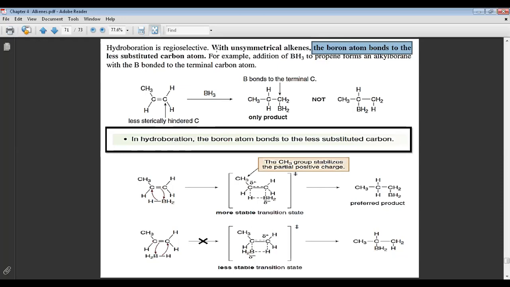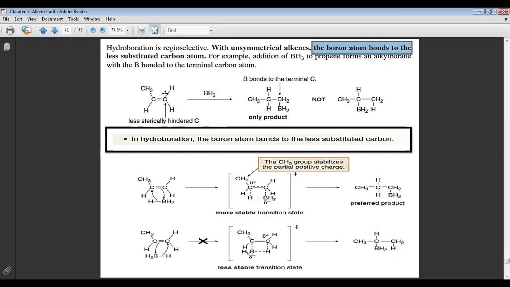Now, if you remember, if you look, you have this addition. Okay, now we have BH3. That means the hydrogen atom will come to here or to here? According to this rule, no, it will bond to here, to the carbon that is more substituted. And the BH2 will bond to here.